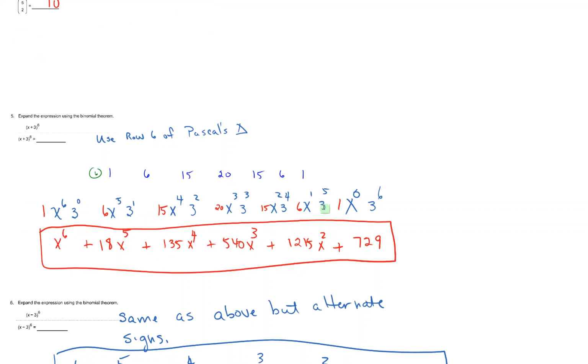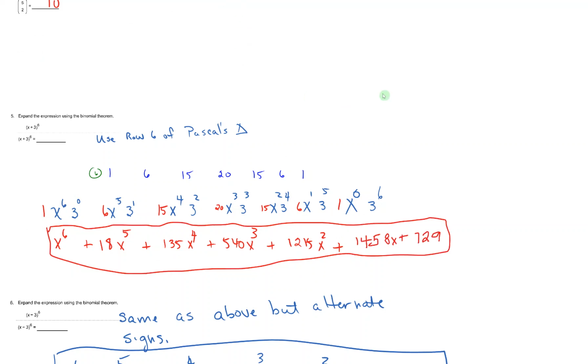And then 6 times 3 to the 5th. Did I miss one? I don't know where I missed. This one is going to be just 3 to the 6th, which is 729. And then this one, I think I left out one. There should be another one there. Okay, I think I fixed that. I had the squared term, and I had left out writing this one. So this should be the 1458x to the 1st plus 729. So that should be the terms for that one.